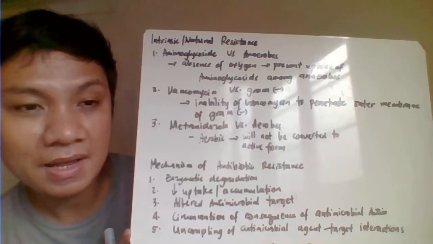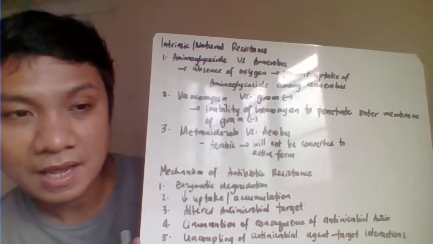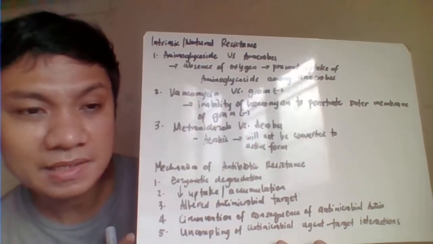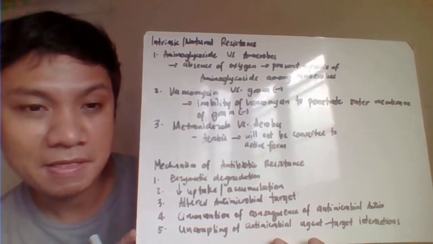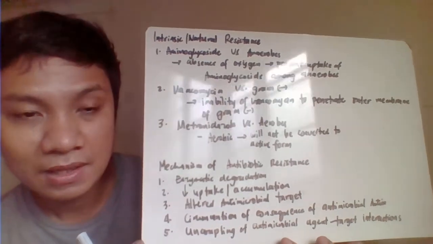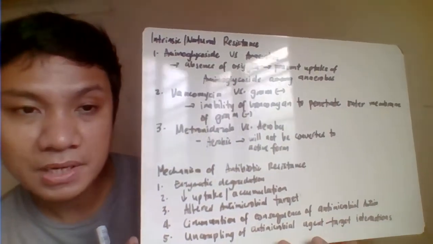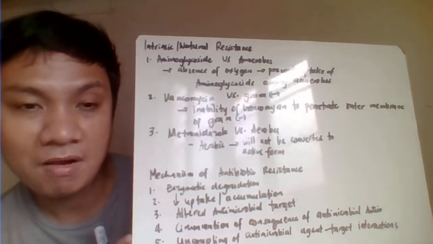So again, your vancomycin will not be effective against gram-negative bacteria because of the lack of uptake. The vancomycin is so big that it cannot enter your gram-negative bacteria, and therefore it could not take its effects. Another one, we have your metronidazole. Metronidazole works best in an anaerobic environment.